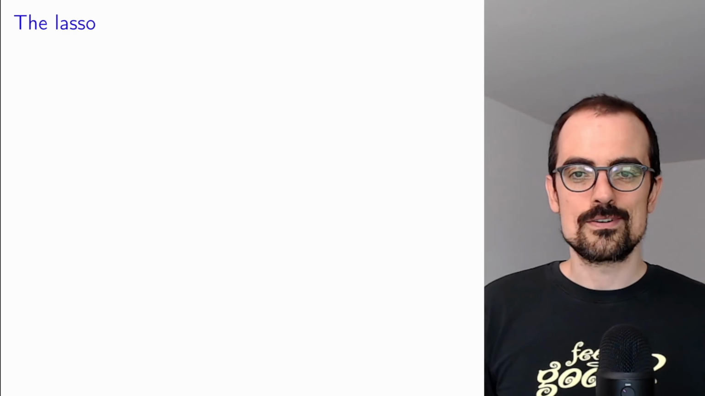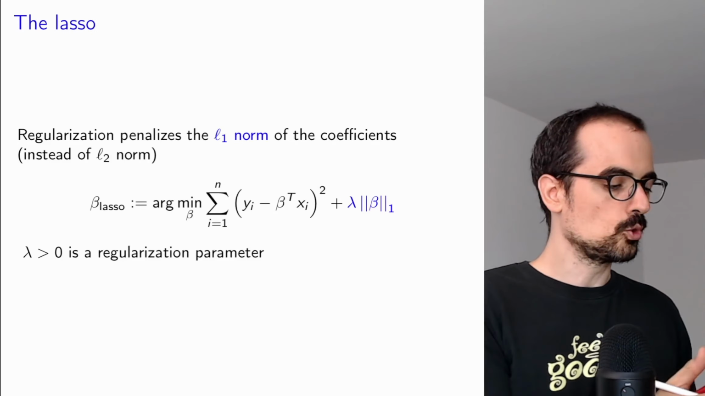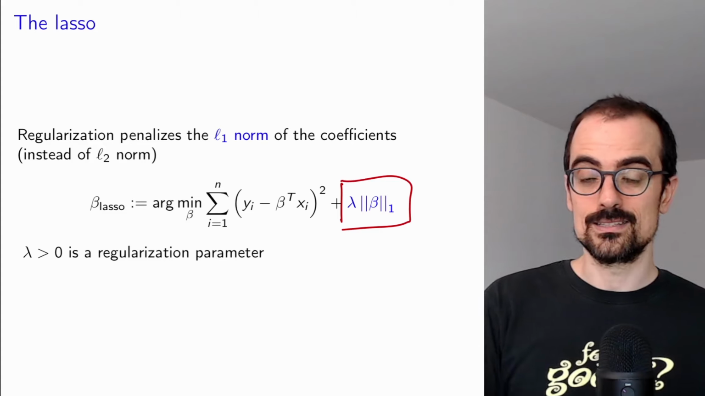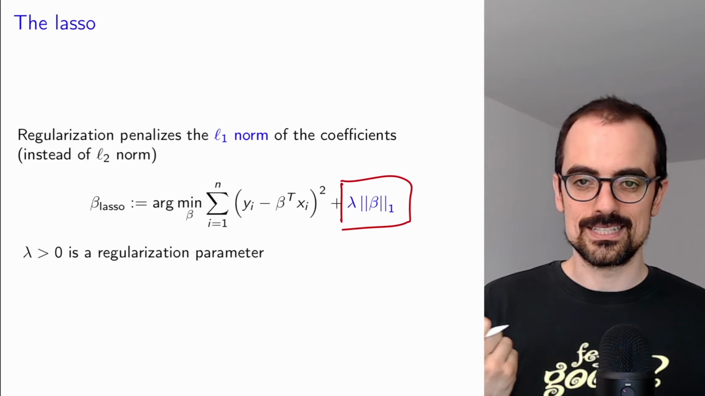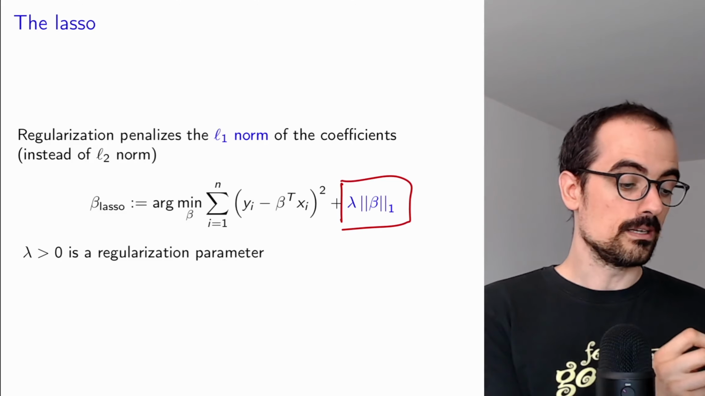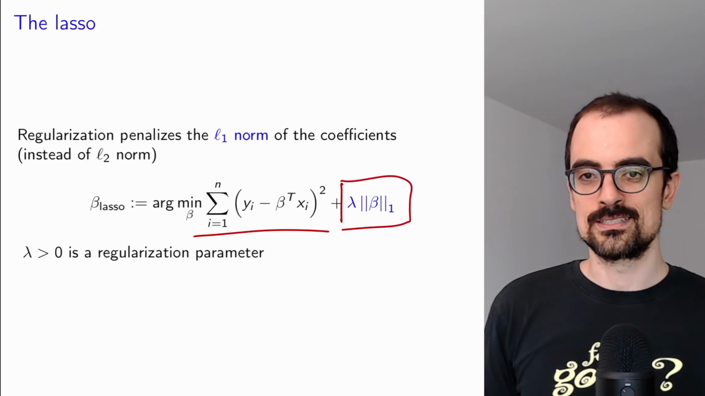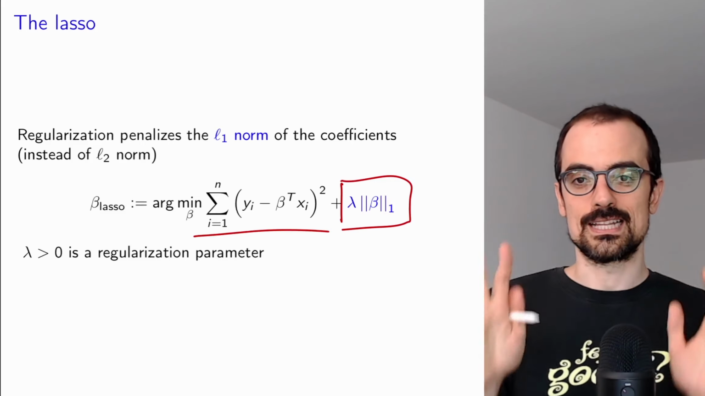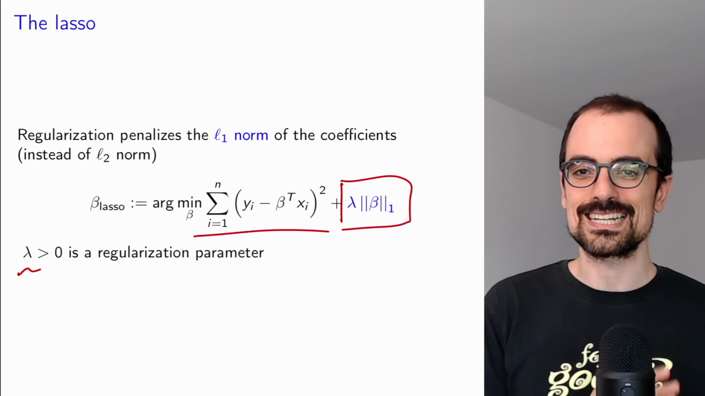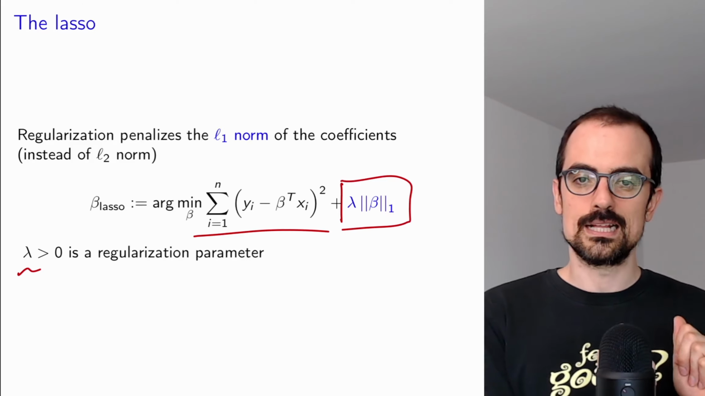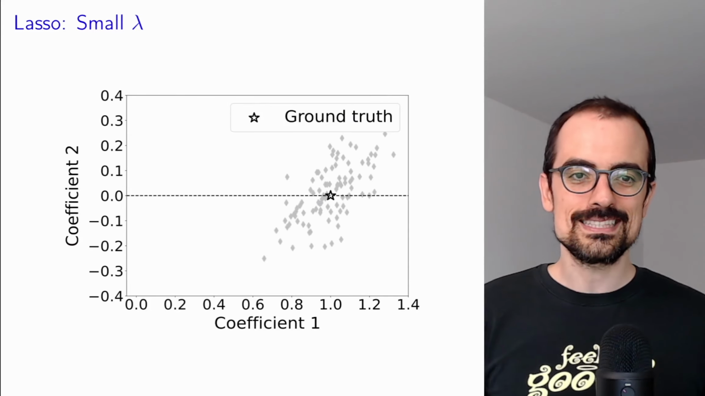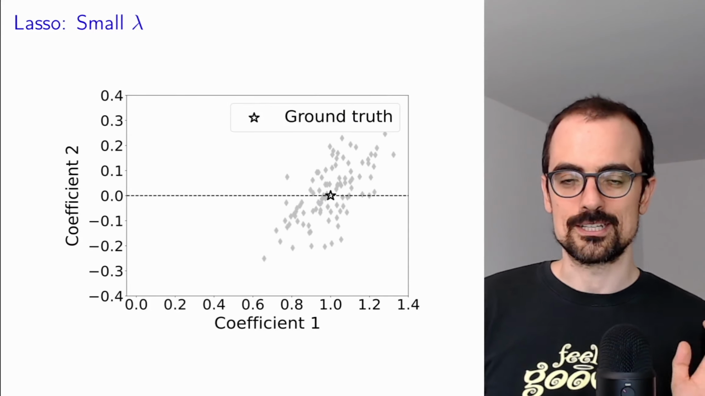We can solve this, however, by replacing the L2 norm penalty in ridge regression by an L1 penalty, and this approach is called the lasso, which is then combined with the OLS cost function, just like in ridge regression, and there's also a regularization parameter that determines the strength. So this is exactly like ridge regression, except that we're replacing the L2 norm squared by the L1 norm.